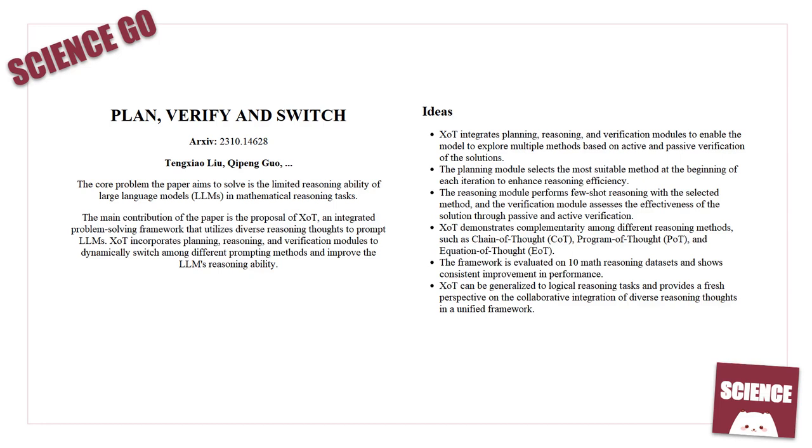XoT has three modules: planning, reasoning, and verification. The planning module chooses the best method to use. The reasoning module solves the problem. And the verification module checks if the solution is correct. XoT has been tested on different math problems and has shown consistent improvement. This framework can also be used for other logical reasoning tasks.